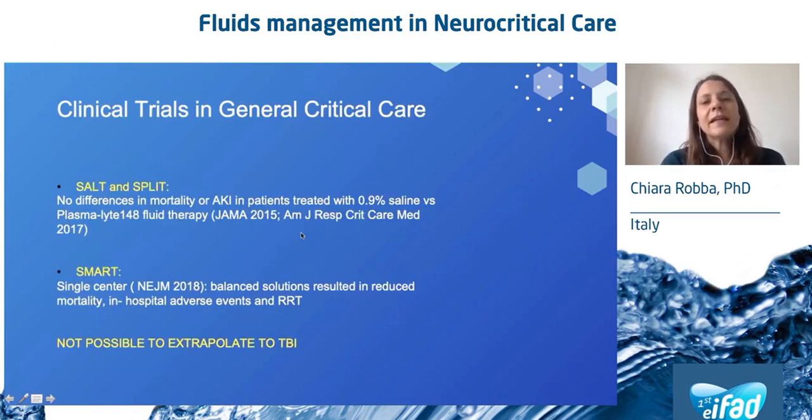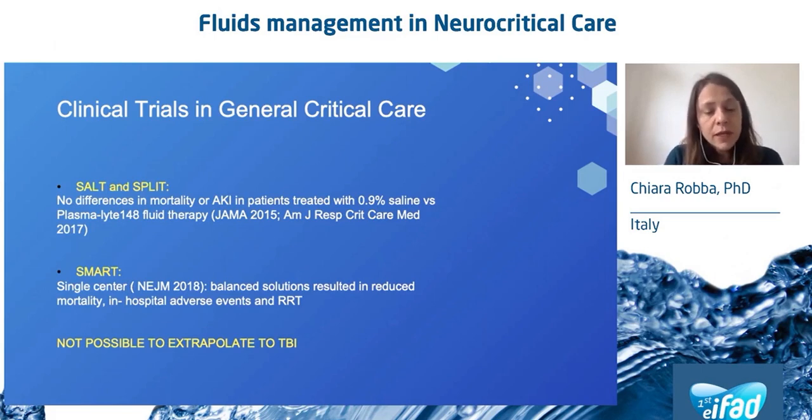Now, the clinical trials in general ICU critical care, which are mainly those that I present here, have found some initial interesting results. For example, they found no differences in mortality or acute kidney injury in patients treated with saline versus Plasma-Lyte. And for example, the SMART study published in the New England Journal found that balanced solution resulted in reduced mortality and reduced adverse events. This regards general ICU patients.